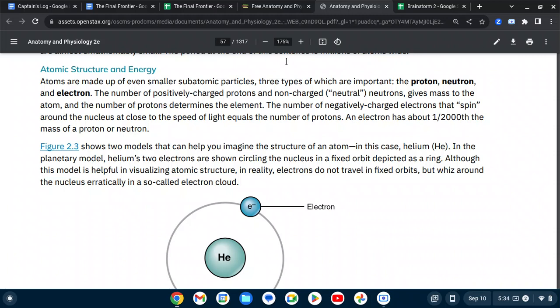Figure 2.3 shows 2 models that can help you imagine the structure of an atom. In this case, helium. In the planetary model, helium's 2 electrons are shown circling the nucleus in a fixed orbit, depicted as a ring. Although this model is helpful in visualizing atomic structure, in reality, electrons do not travel in fixed orbits, but whiz around the nucleus erratically in a so-called electron cloud.